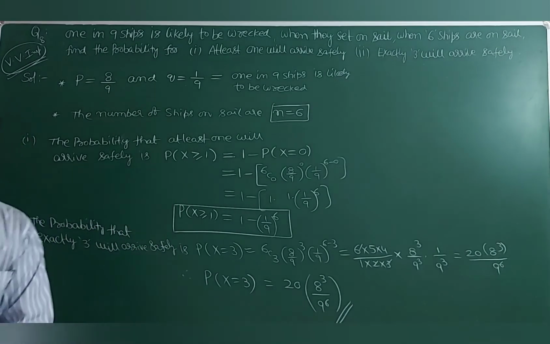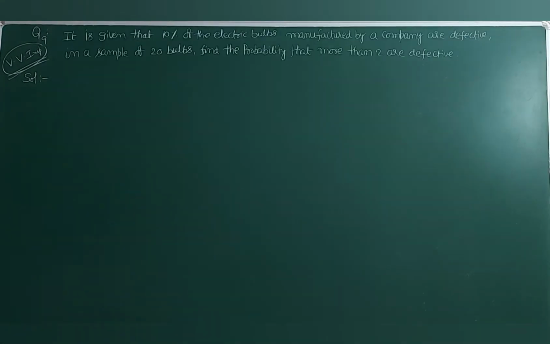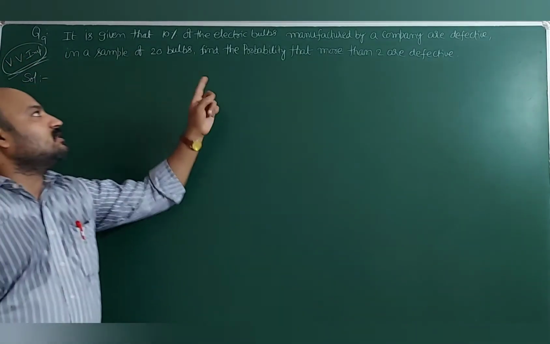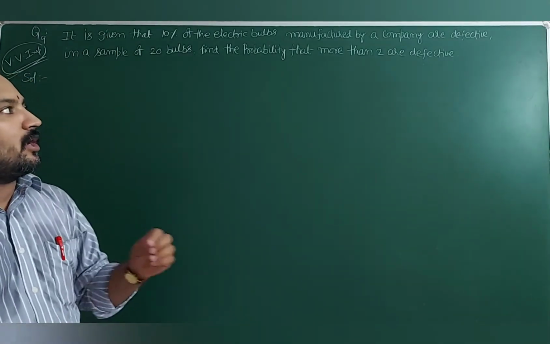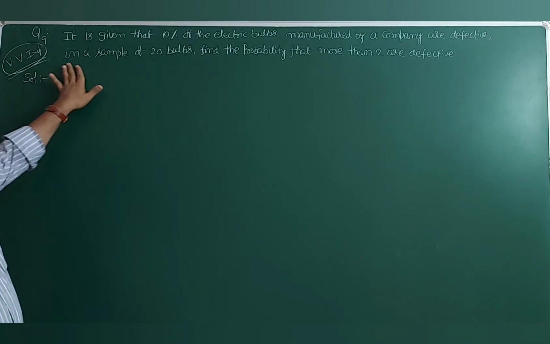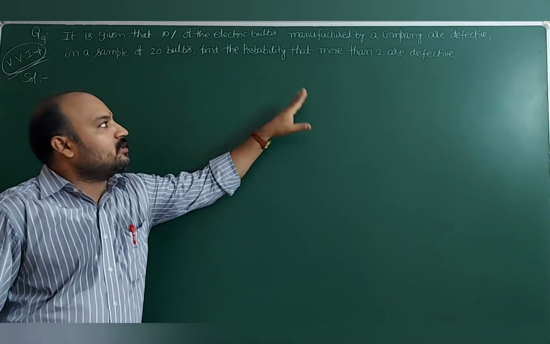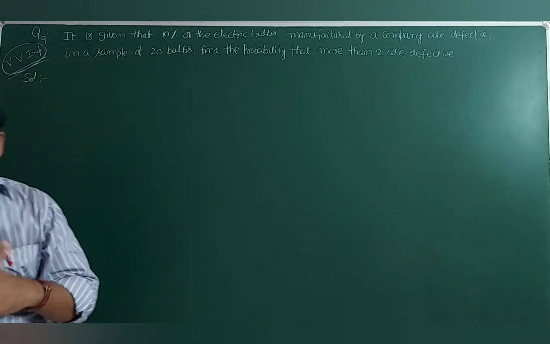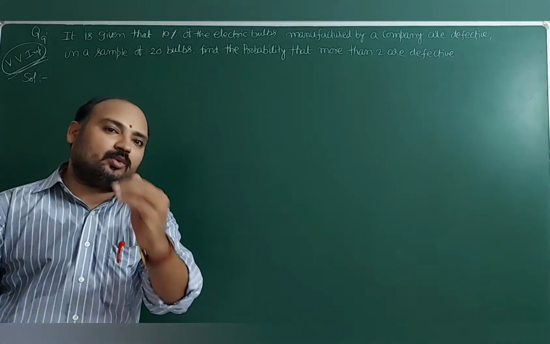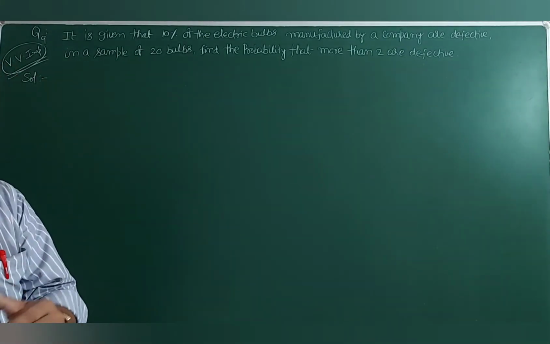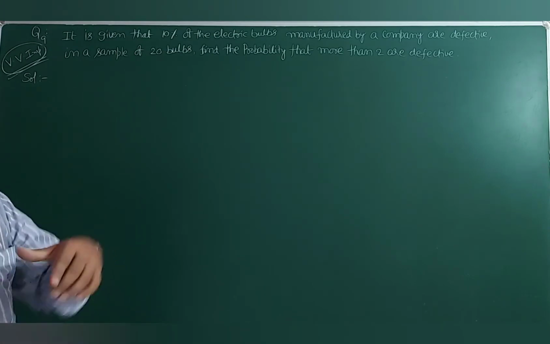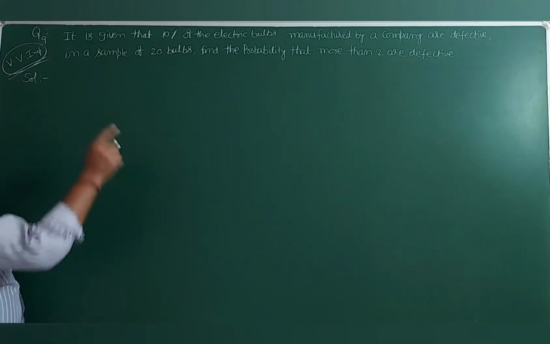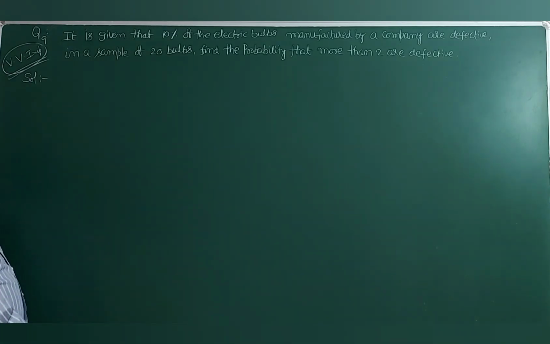We'll move on to the next question. Yeah, the next question. It is given that 10% of the electric bulbs manufactured by a company are defective. In a sample of 20 bulbs, find the probability that more than 2 are defective. Here the case is more than 2 are defective. So that means probability of X is greater than 2 you have to calculate. So before going to do that, we need to calculate P value, Q value and N, already given here. N is equal to 20. So the number of sample of 20 bulbs. It is given that 10% of electric bulbs are defective.